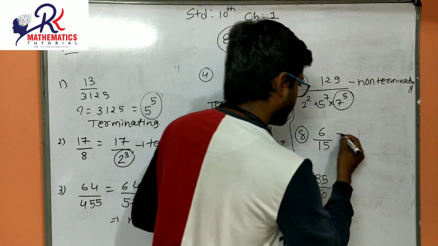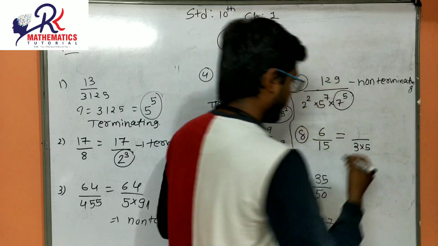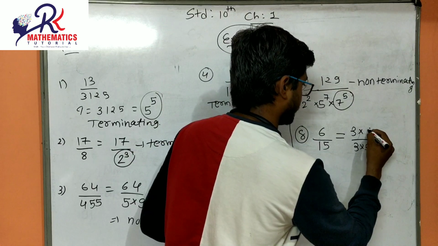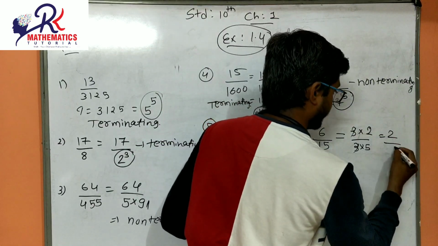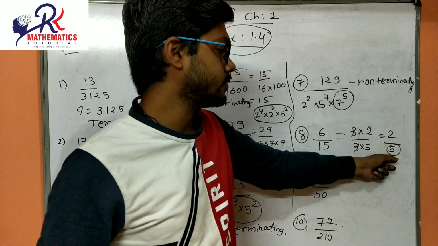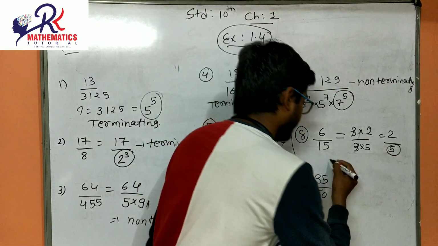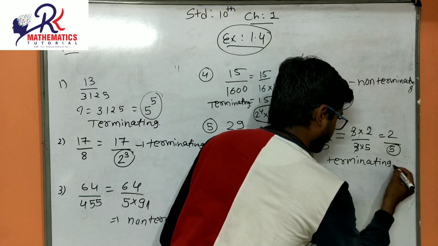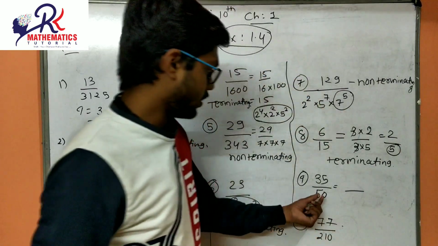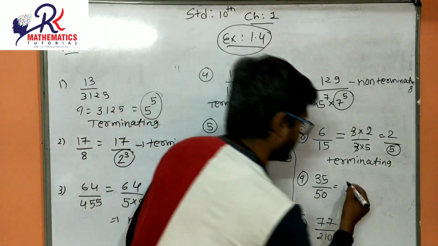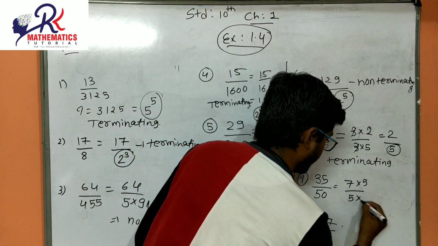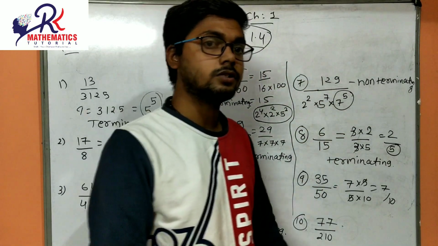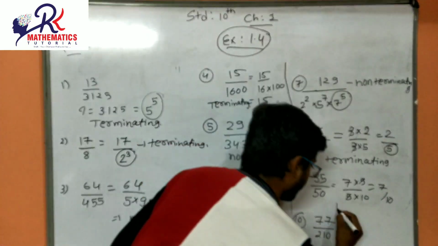Now here 15 is given, so we can write 3 into 5, but here 6 is given, which is a factor of 3 also, so we can cancel 3, it is 2 by 5. Now here in the denominator it is only 5, so it is a multiple of 5, so we can write terminating. Now here it is 35, so we can write 7 into 5, this is 5 into 10, so 5 5, this is 7 by 10. Now 10 is 2 into 5, so it is also a multiple of 2 and 5, so it is also terminating.